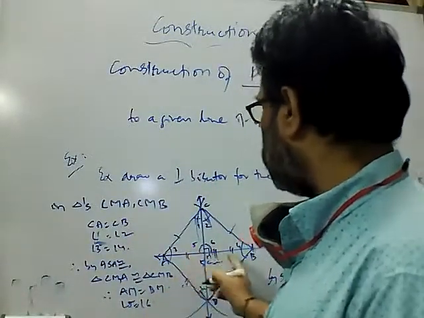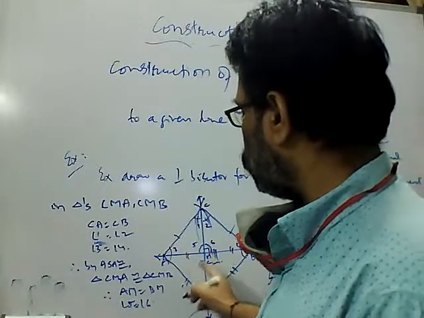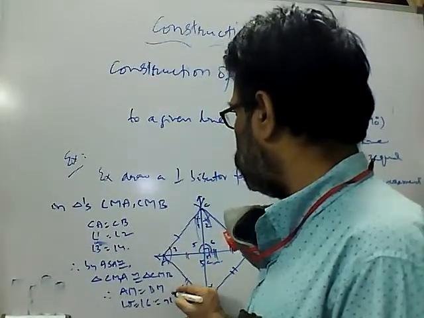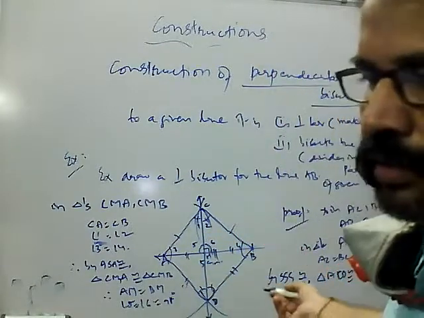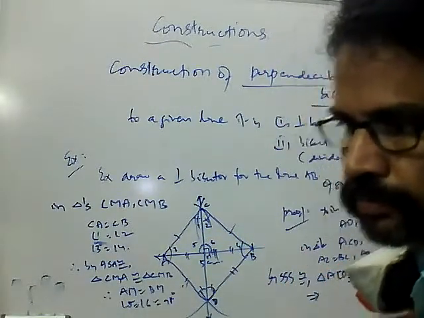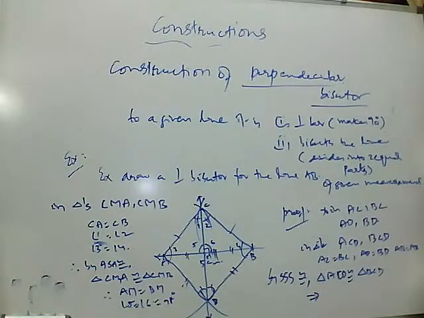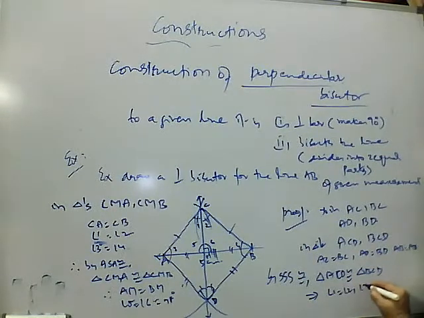But 5 plus 6 is a straight line, so both are 180 together. So 5 is equal to 6, each is equal to 90 degrees. So automatically these two are equal and this is 90, which means it's a perpendicular bisector. Are you clear? No doubt. Here 1 is equal to 2, 3 is equal to 4, 5 is equal to 6 by CPCT.